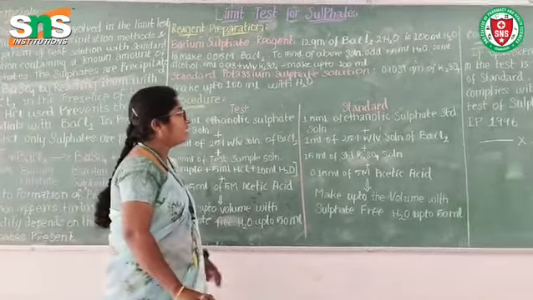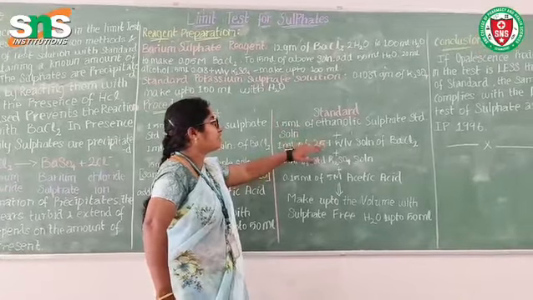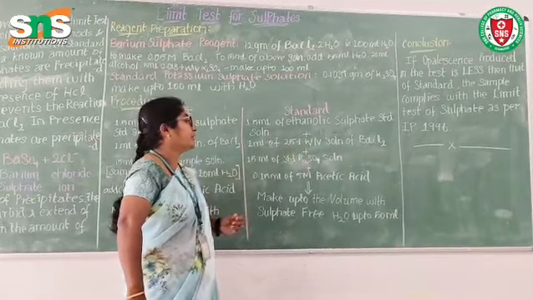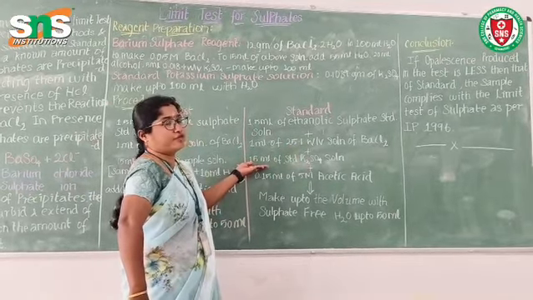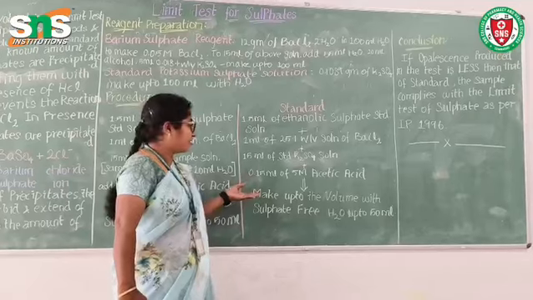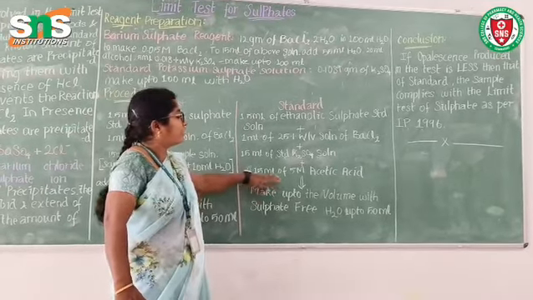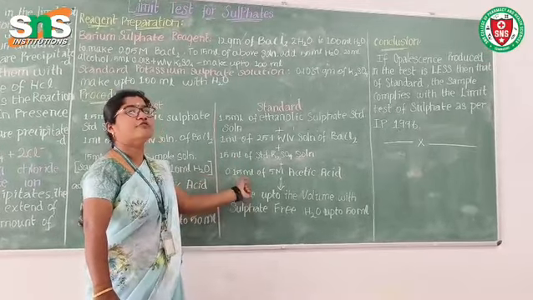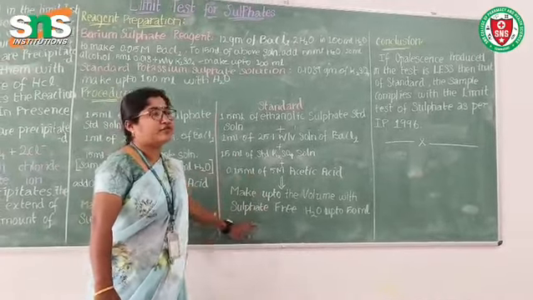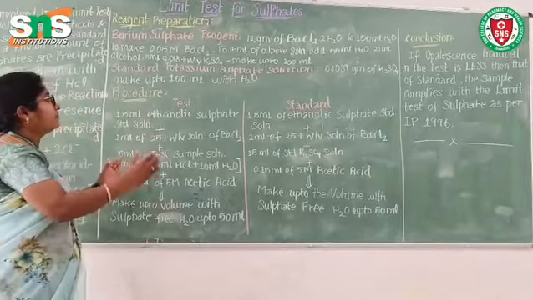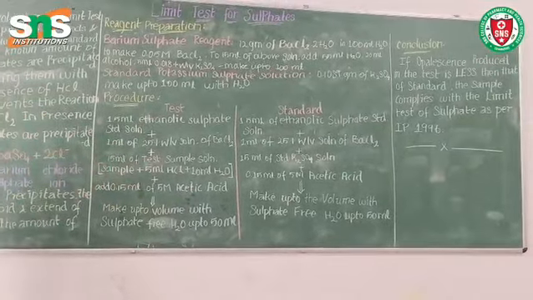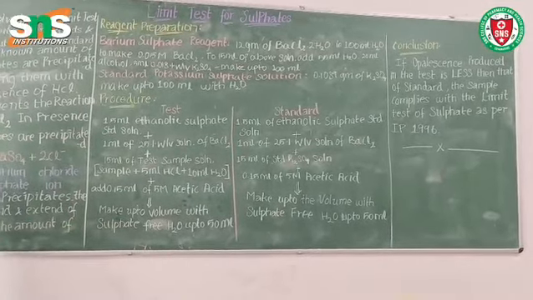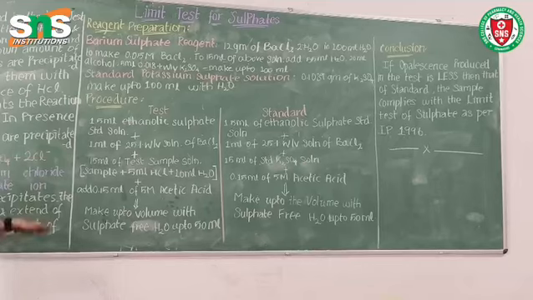And for the standard, 1.5 ml of ethanolic sulphate standard solution, 1 ml of 25% solution of barium chloride, 15 ml of standard potassium sulphate solution, and 0.15 ml of 5M acetic acid, and it should be made up to 50 ml volume with sulphate free water. So this is the preparation procedure of the limit test for sulphate. After 5 minutes we should shake well and observe against a black background.